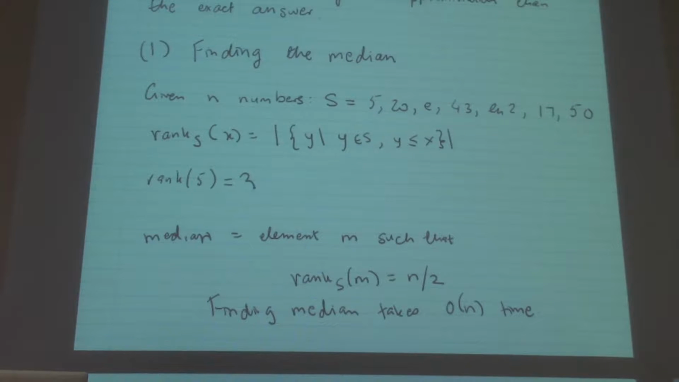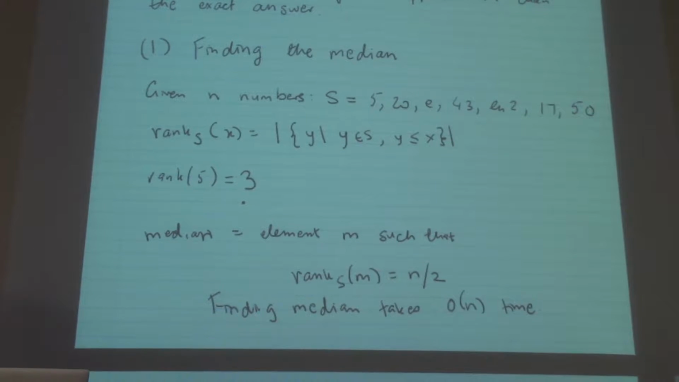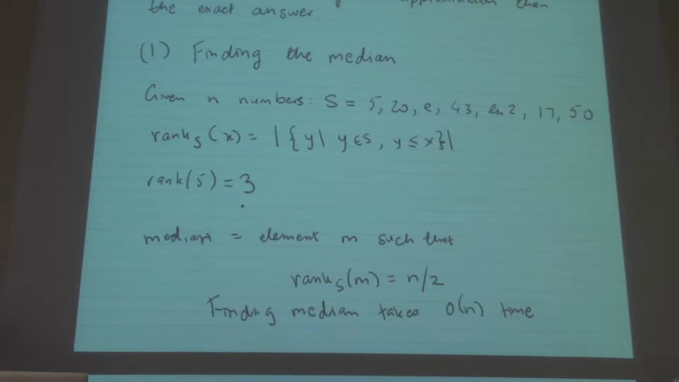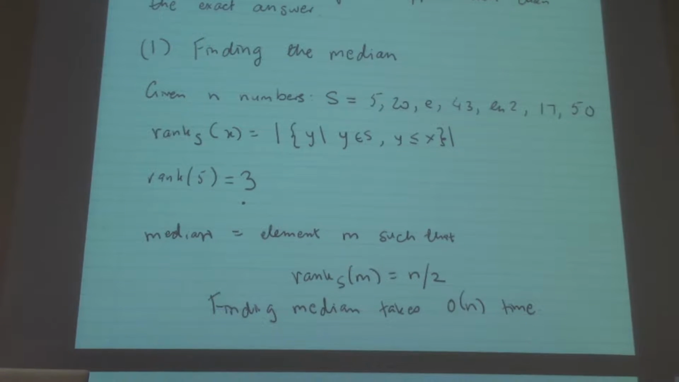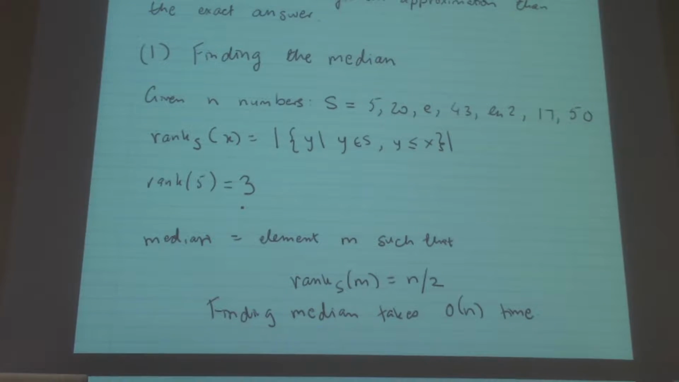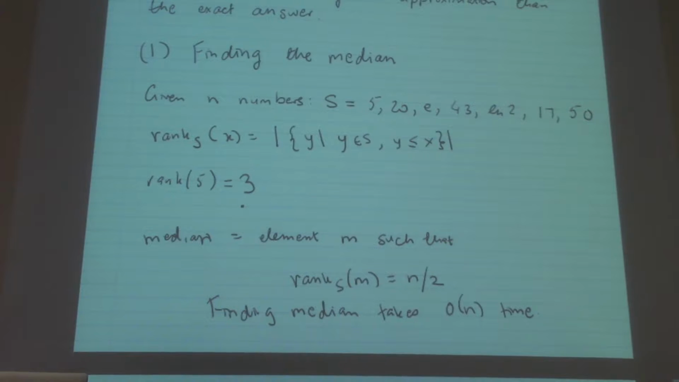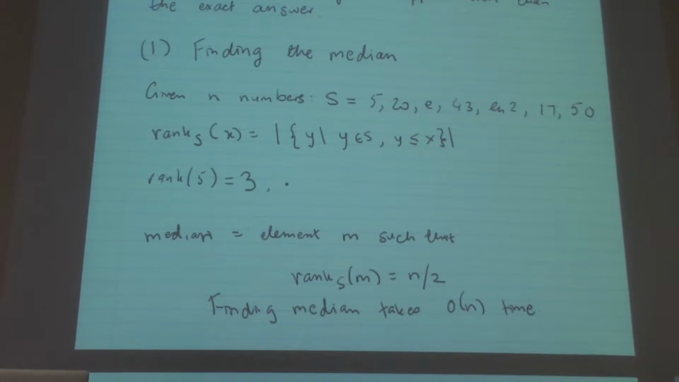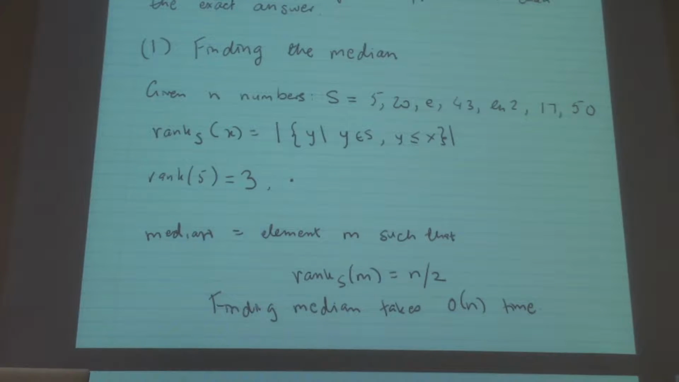Okay. Is there a number whose rank is equal to 4? Well, what's the number just above 5? 17, right? So 17 has 17, 5, E, and ln2. Okay. There's no 18 in the list.